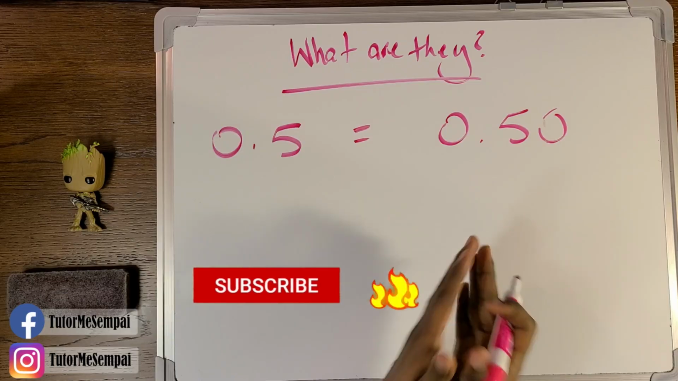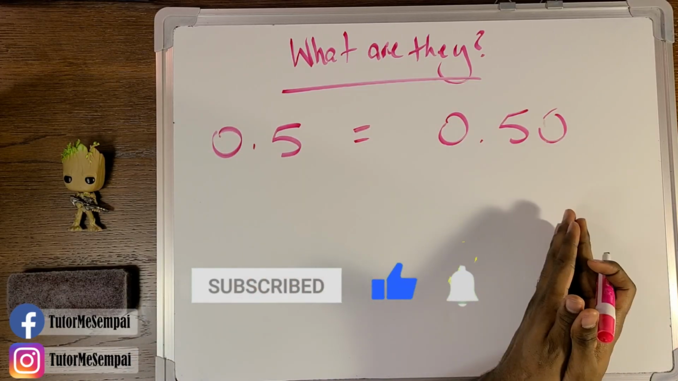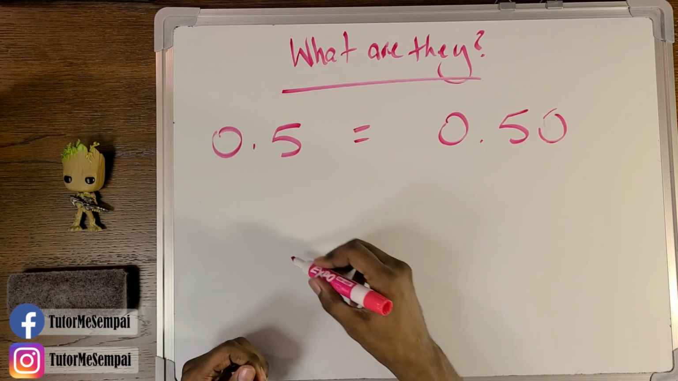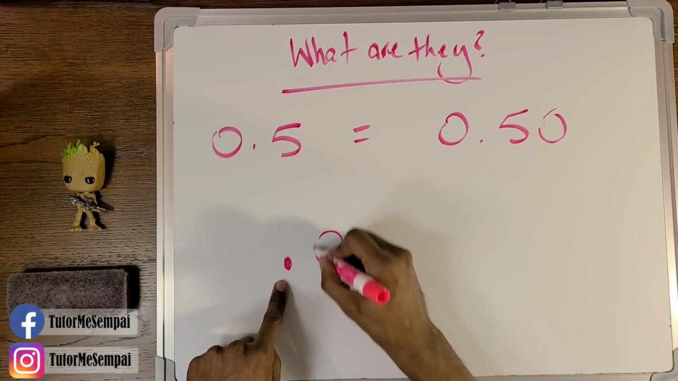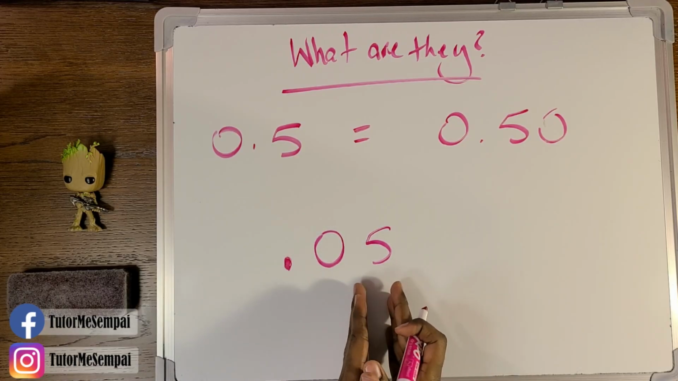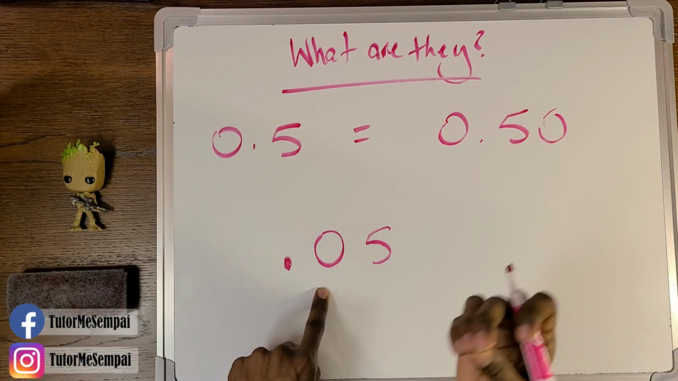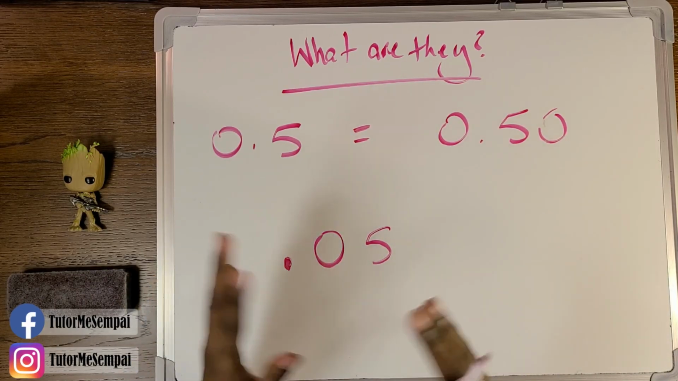Now, not all zeros are the same in a decimal number. You have trailing zeros, and you have what I call sandwich zeros. Now, sandwich zeros are going to be any zero in between your decimal point and your first non-zero number after the decimal point. This zero right here is what I would consider to be a sandwich zero. Now, sandwich zeros are very different, and they make your decimal number very different.